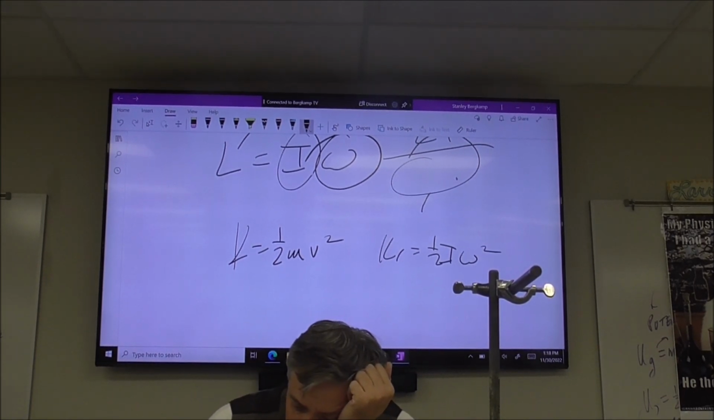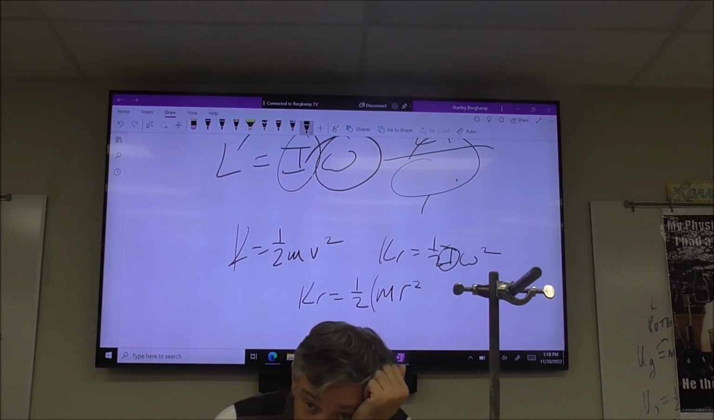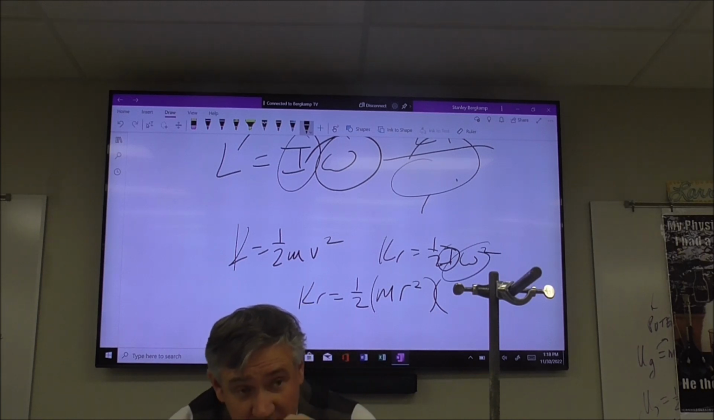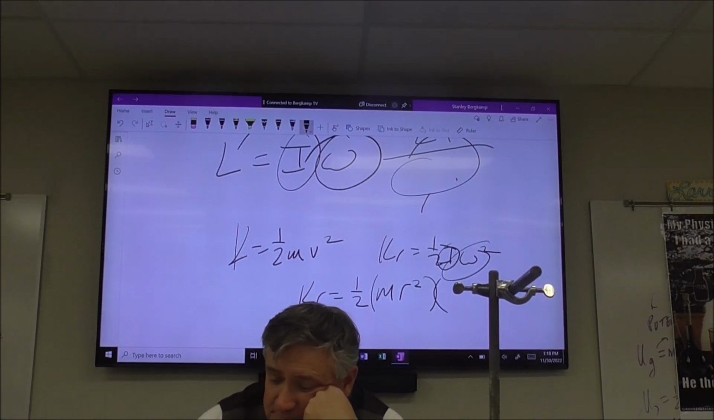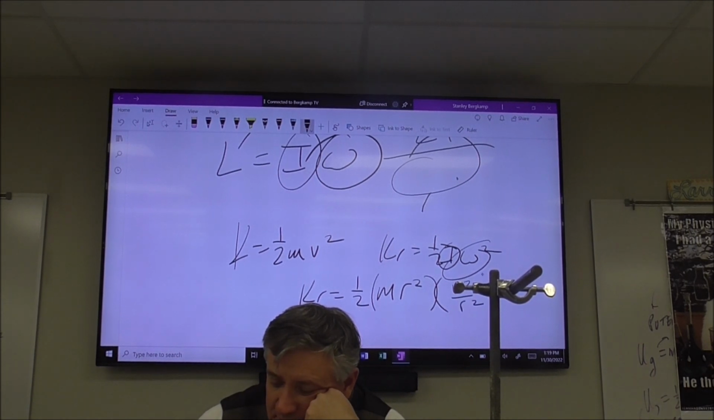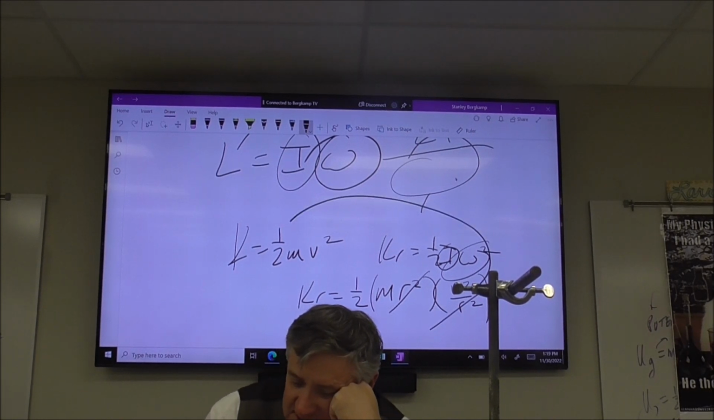So look at this. If you treat it as a point mass, I is going to be mr squared. Okay? Well, for omega, what can you substitute in for omega? V over R, squared. So you get V squared over R squared. So what happens? Your R squared cancels out and you get the exact same thing.